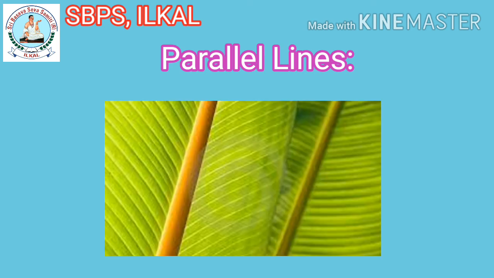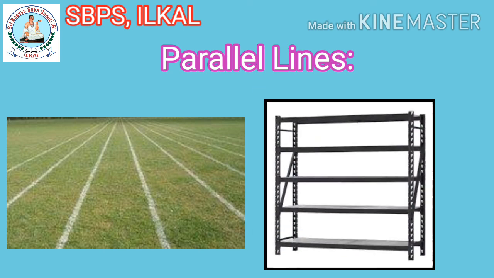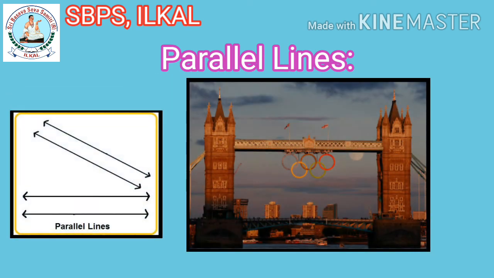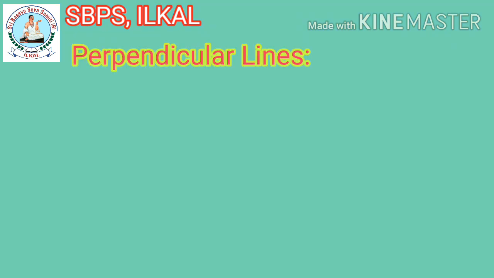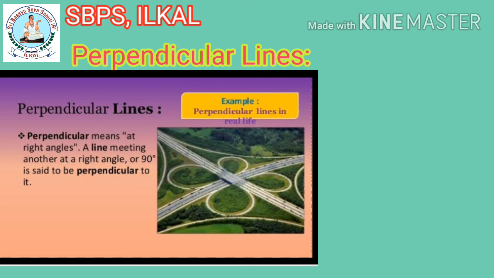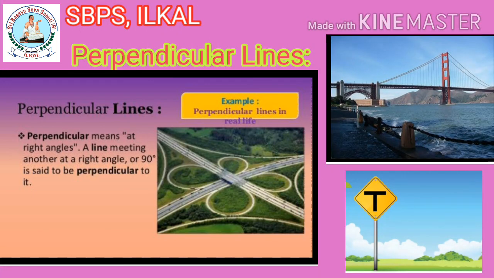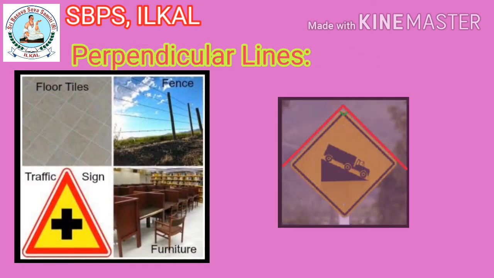Here are some examples for parallel lines. If you have keen observation, you will get still more examples. Perpendicular lines. Perpendicular means at right angles. A line meeting another at a right angle or 90 degree is said to be perpendicular to it. Observe here, children. These are examples for perpendicular lines. Still more real life examples you can collect and write, children.